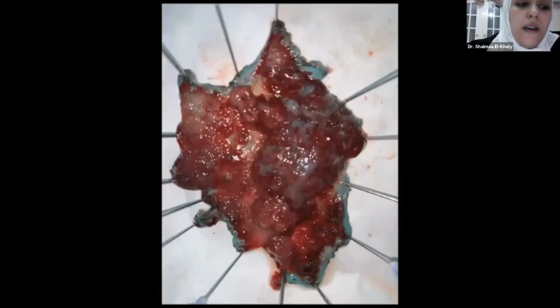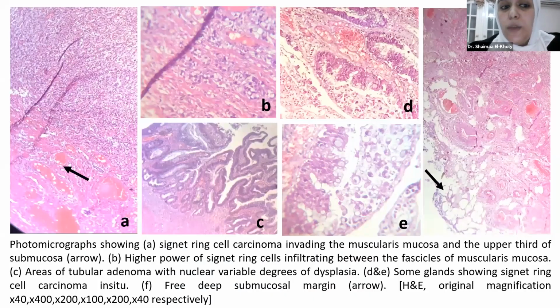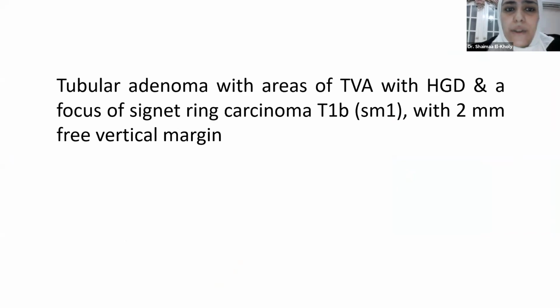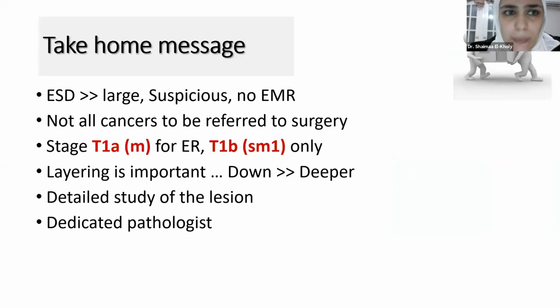And then when we go for the pathology, it is a tubular adenoma with areas of tubulovillous adenoma with high-grade dysplasia. And there is a single focus of cancer, and it was invading the SM1, and it has a free deep submucosal margin, which means that after we resected the SM1, there was a 2 millimeter free zone of cancer. Here is the final diagnosis, where it's SM1 with 2 millimeter free vertical margin, and of course the horizontal margin was free.